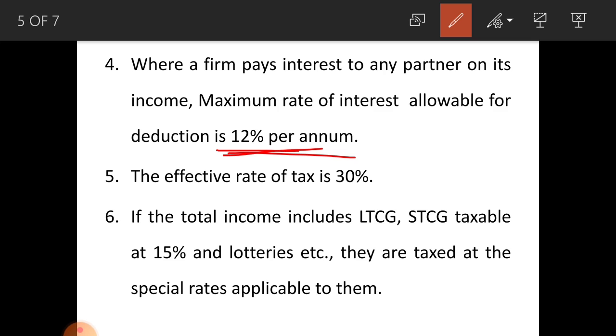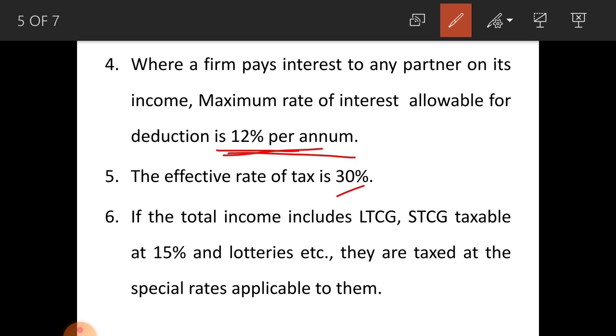Next feature, C, the effective rate of tax is 30%. In assessment of individuals, there are various rates of tax: up to 2,50,000, the next 2,50,000, that is 2,50,000 to 5 lakh, 5 lakh to 10 lakh, and 10 lakh and above. There are various rates of tax, but in case of a firm, the effective rate of tax is 30%. They have to pay 30% tax on their income every year, that is for every financial year.